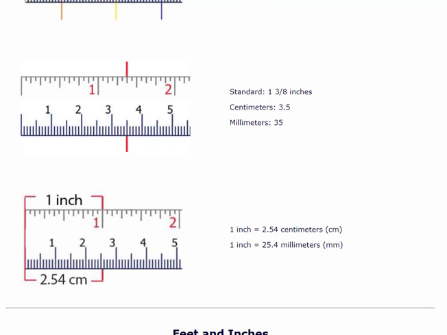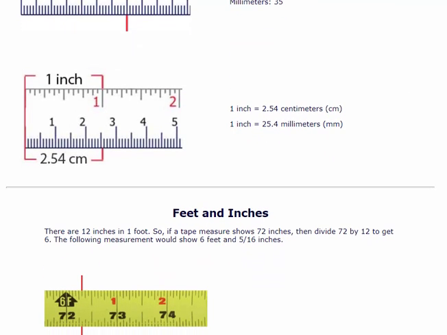Many of the questions have to do with a ruler where you have to show both the standard and metric measurements. So in this example, the standard is 1 3/8 inches, also 3.5 centimeters and 35 millimeters. And here you can see the relationship between 1 inch and 2.54 centimeters. You will have to memorize this, as well as 1 inch equals 25.4 millimeters.